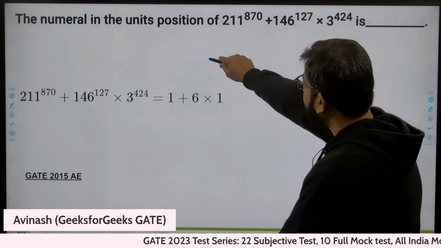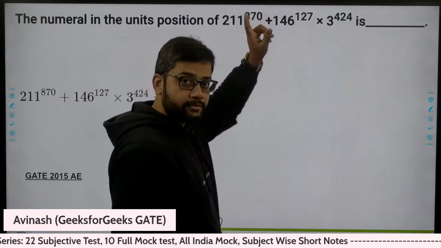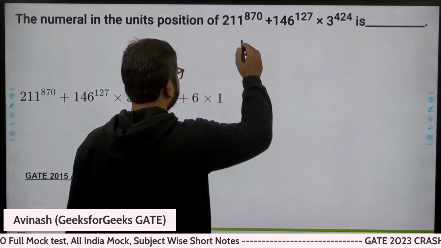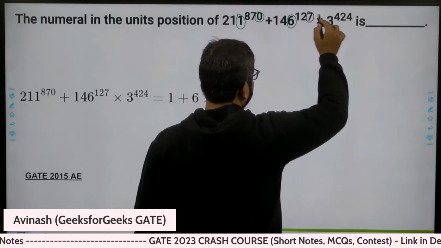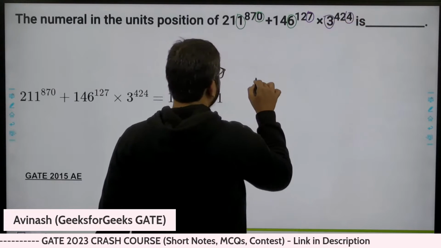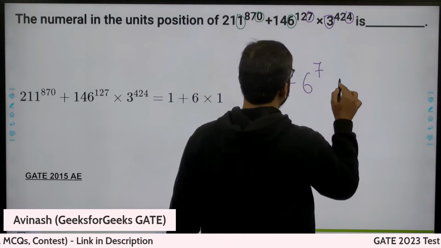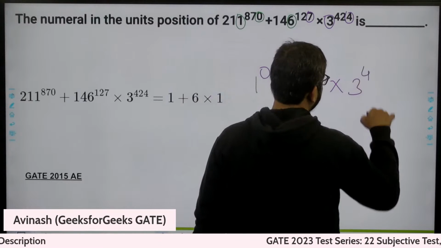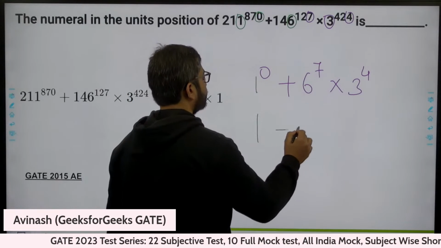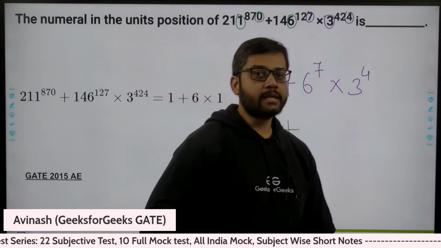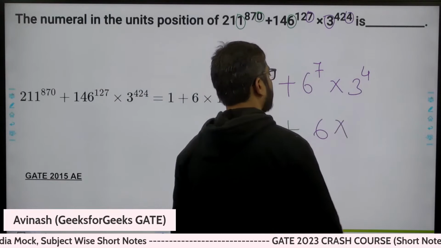Again, this is the same type of question, the numerical one. I will not solve this question fully now. See this question: we only have to find the unit place. So what we will do? I will only pick the last digit of everyone. 1 to the power 0 plus 6 to the power 7 multiplied by 3 to the power 4. Any number to the power 0 is 1, so this will give you 1 plus 6. The cyclicity of 6 is again 6. 6 into 3 to the power 4.